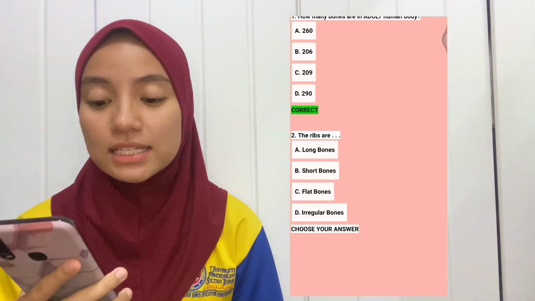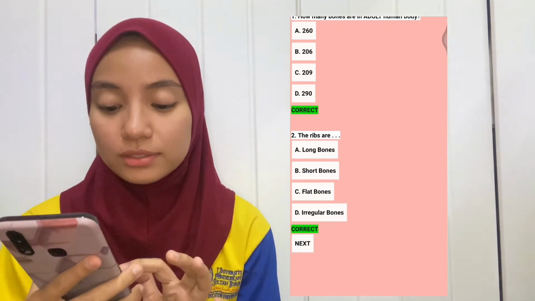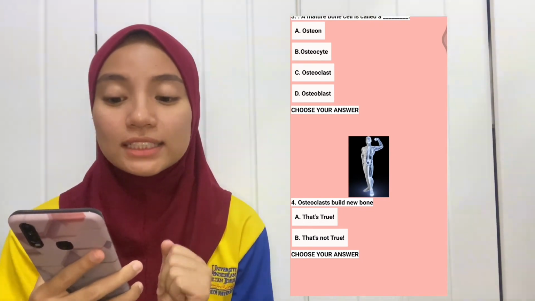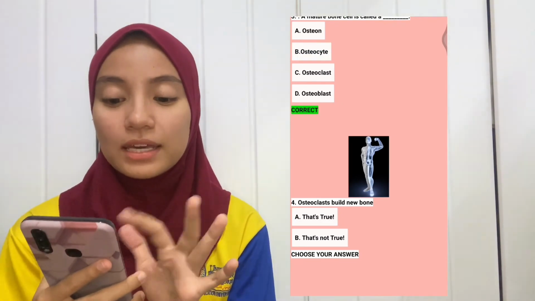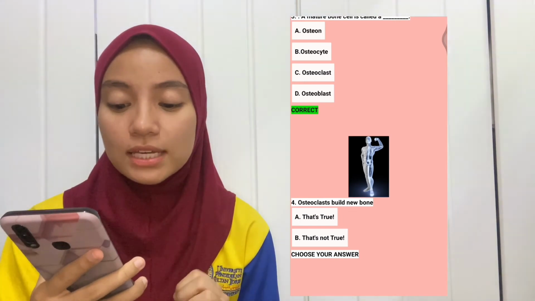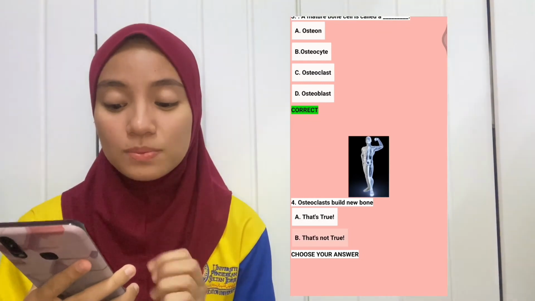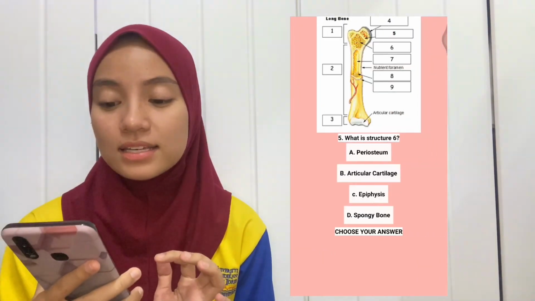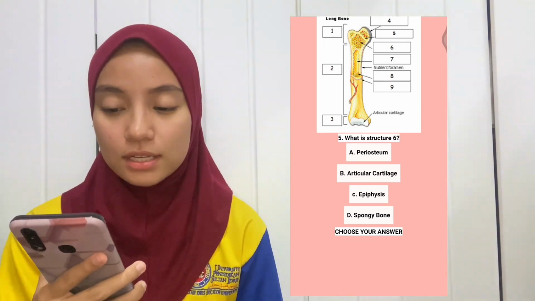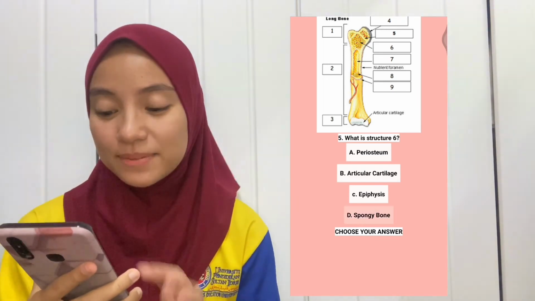The next question is, the ribs are? The answer is C, flat bone. Next, a mature bone cell is called a? The answer is B, osteocyte. Next question is, osteoclasts build new bone. Is that true or not? The answer is B, that's not true. The last question, what is structure 6? The answer is D, spongy bone.